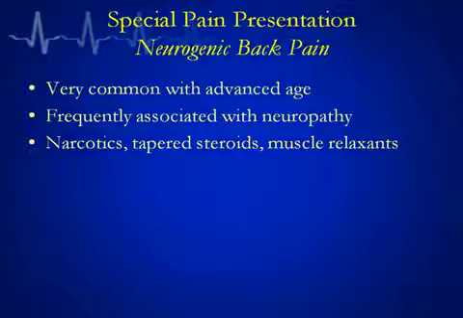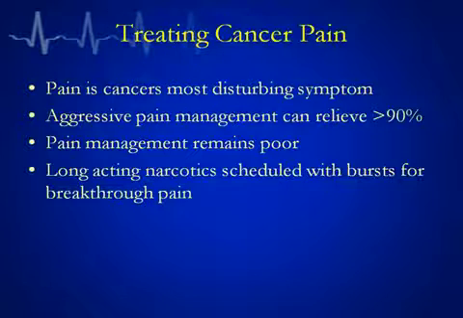NSAIDs don't work real well because they need to be managed chronically with the NSAIDs, and then they run into problems with peptic ulcer disease, platelet dysfunction, and all those fun things that go along with the NSAIDs. Steroids do work well, certainly when they get acute exacerbations of their discomfort. Tapering steroids and muscle relaxants work well in this group.